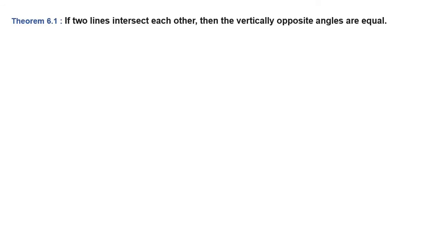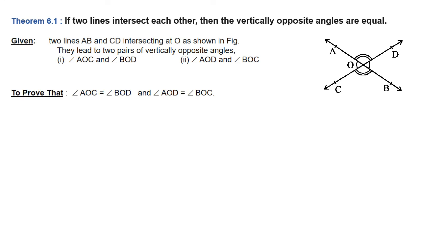Theorem 1. If two lines intersect each other, then the vertically opposite angles are equal. Let us consider the two lines AB and CD intersecting each other at point O. We need to prove that vertically opposite angles are equal. That is, angle AOC is equal to angle BOD and angle AOD is equal to angle BOC.